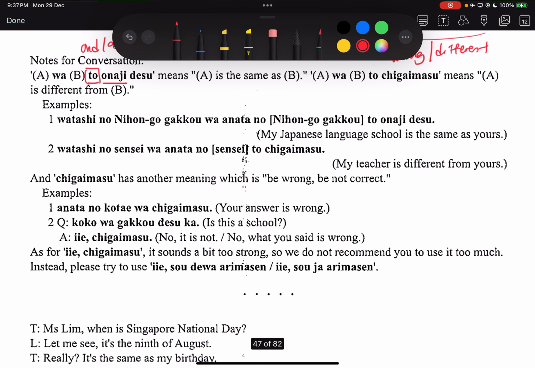Number 2. 私の先生はあなたの先生と違います。So my teacher is different from yours. In English we can say different from yours, same as you, same with you, and we change the particle. But in Japanese we can just use と and don't need to change the particle. We can use と同じですね and と違いますね. We can use both for yes and no, for correct and wrong. Okay?